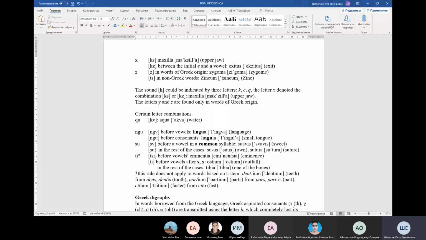And it is read as t after s and x before vowels, like in outfall, the ostium. Ostium. And in all other cases, like the tibia, it's some kind of a bone. We'll let you know what kind of a bone this is. Tibia.